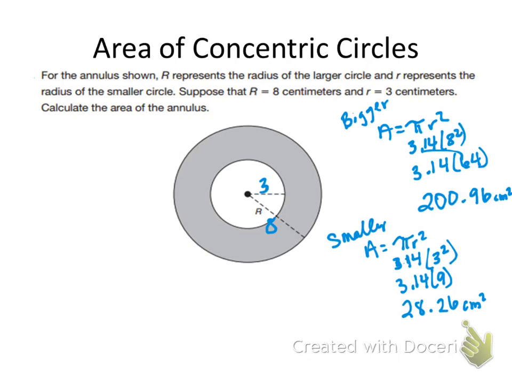So in order for us to figure out just the area of that shaded region, I need to subtract the area of the small from the area of the big. So 200.96 minus 28.26. Please make sure you line up your decimals. So you should have a shaded area of 172.7 centimeters squared. Okay, any questions?